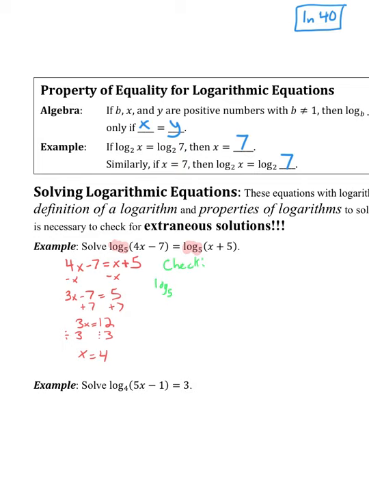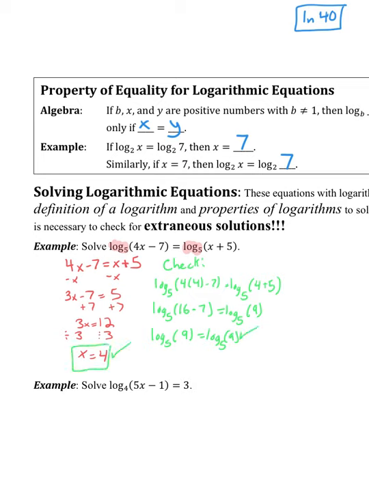And what you'll see is when we check it, 4 times 4 minus 7 equals log base 5 of 4 plus 5. And we'll see that the right side is 9. So we're hoping that the left side also equals 9. Log base 5 of 16 minus 7. 16 minus 7 is indeed 9. And that's how we know we did it correctly, because you get log base 5 of 9 equals log base 5 of 9. That's a true statement. So we know that x equals 4 is the correct answer there.